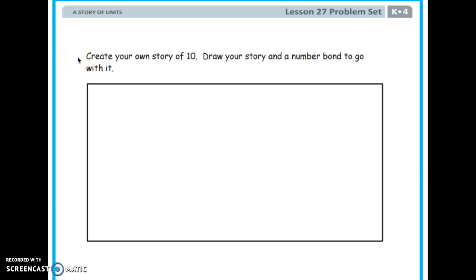For this page, you are going to be creating your own story of 10. So you're going to draw your story and a number bond to go with it. So you need to think about a story you might want to tell, and it needs to go up to 10. So you need to do a combination of numbers to 10. Draw your story and a number bond to go with it. Have fun.